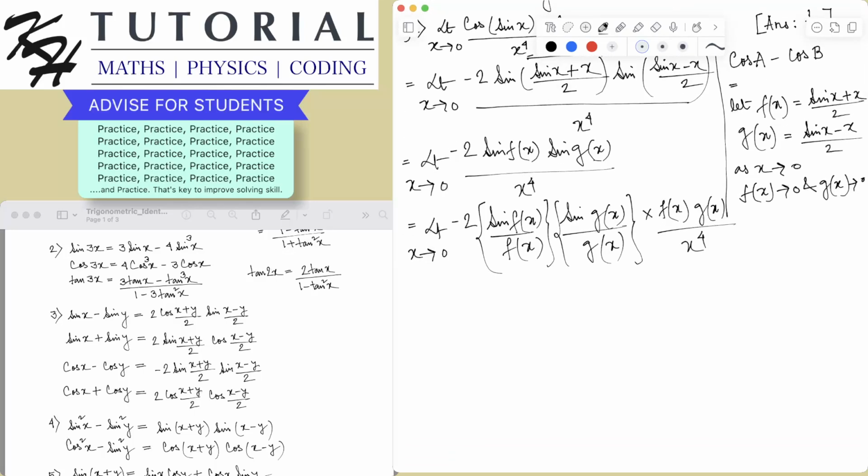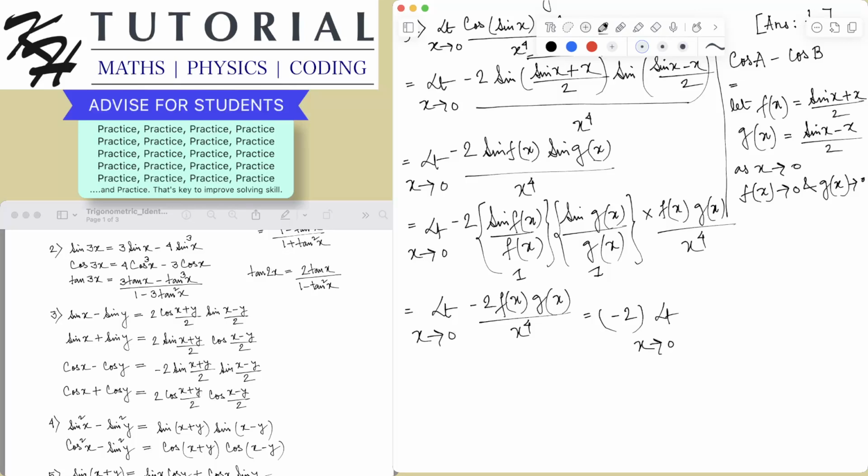Now since f(x) and g(x) are tending to 0 when x is tending to 0, the limiting value of sin f(x) by f(x) will be 1 and also sin g(x) by g(x) will be 1. So these two will be 1. So this now becomes limit x tending to 0 of minus twice f(x) multiplied by g(x) divided by x to the power 4. Let's bring the minus to outside: limit x tending to 0 of f(x)g(x) by x to the power 4.